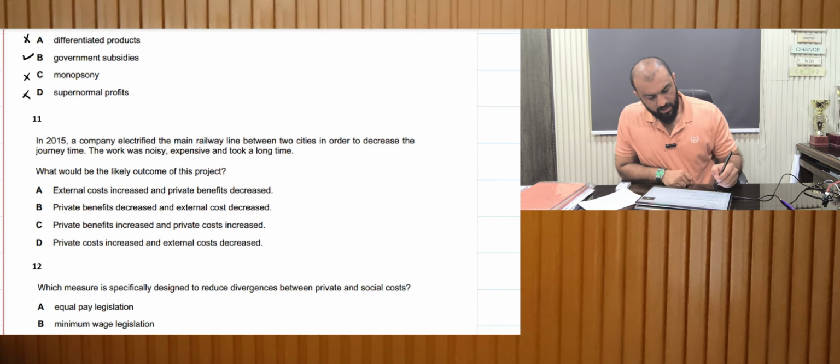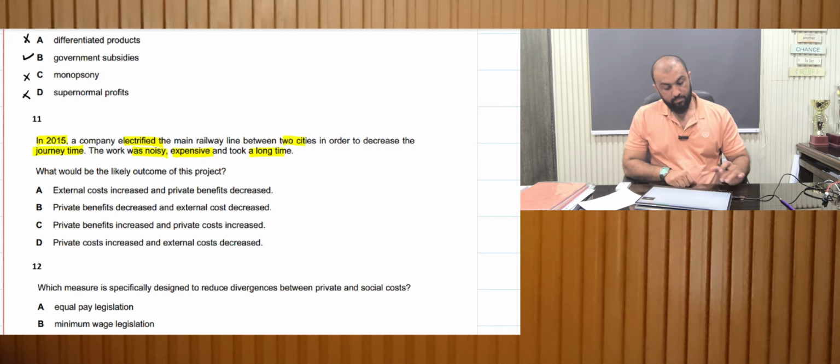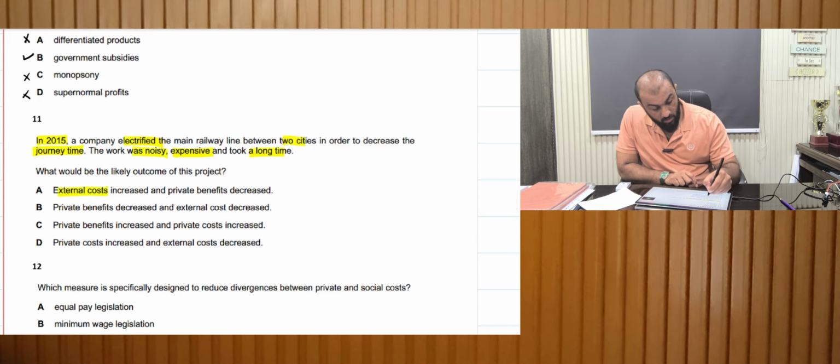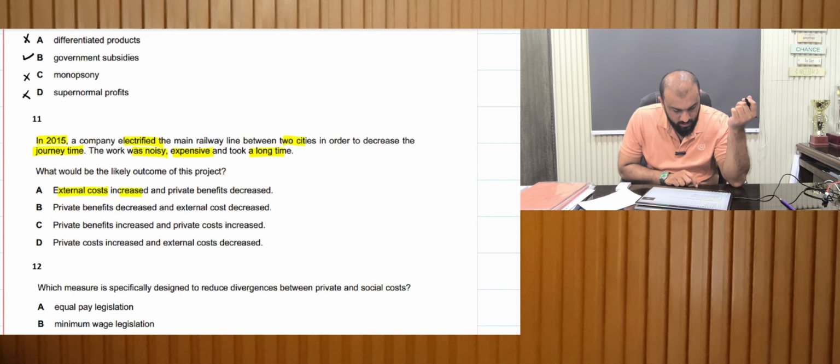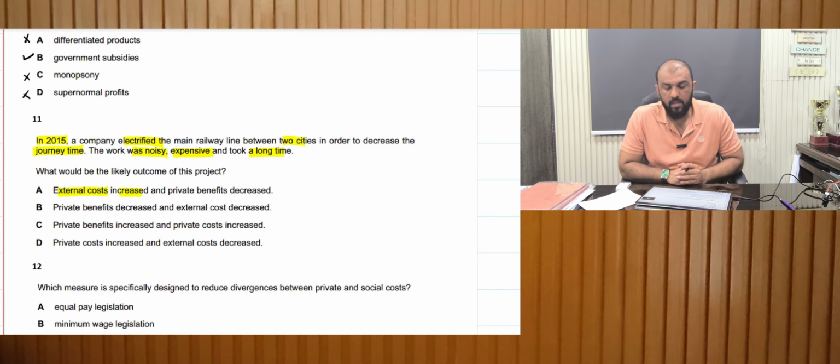Okay, let's get started. In 2015, the company electrified the main railway line between two cities in order to decrease journey time. The work was noisy, expensive, took a long time. Okay, so what would be the most likely outcome of this project? External costs. External costs have increased. Yes, they have increased. Why? Because simply it's stating that there will be pollution. Sorry, it's noise pollution. Sorry, it will be noisy.